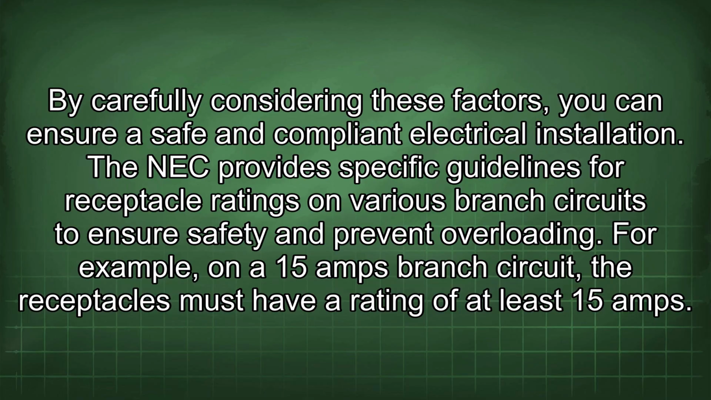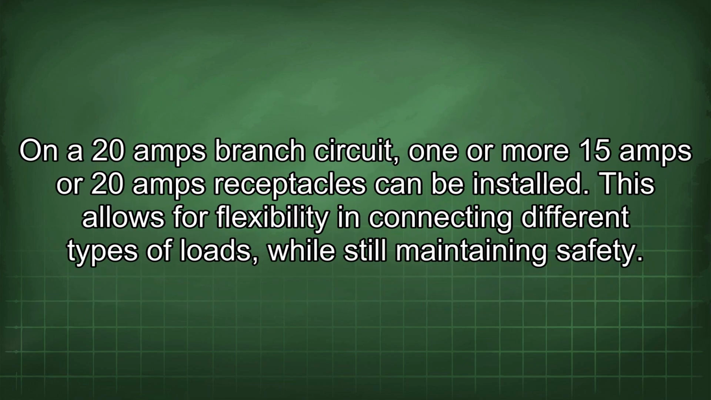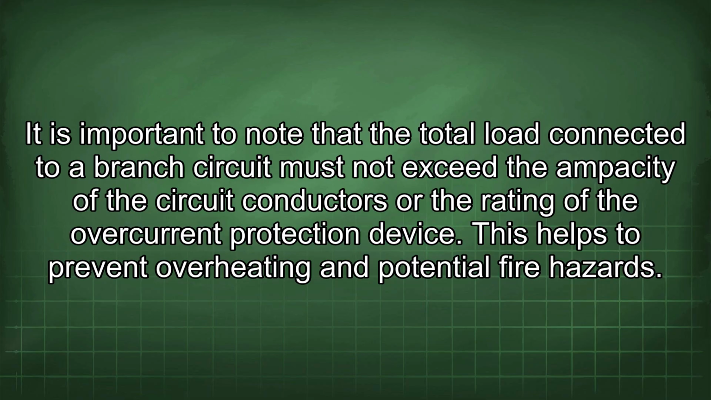The NEC provides specific guidelines for receptacle ratings on various branch circuits to ensure safety and prevent overloading. For example, on a 15 amp branch circuit, the receptacles must have a rating of at least 15 amps. On a 20 amp branch circuit, one or more 15 amp or 20 amp receptacles can be installed. This allows for flexibility in connecting different types of loads, while still maintaining safety. It is important to note that the total load connected to a branch circuit must not exceed the ampacity of the circuit conductors or the rating of the overcurrent protection device. This helps to prevent overheating and potential fire hazards.